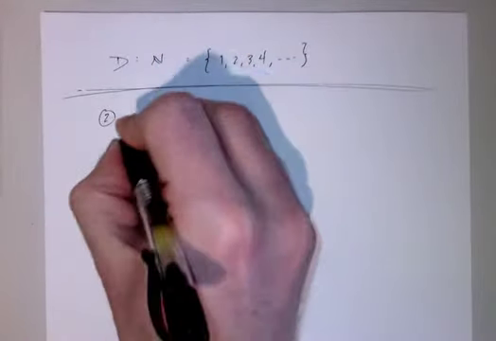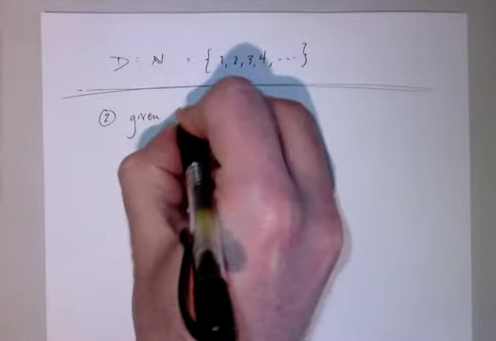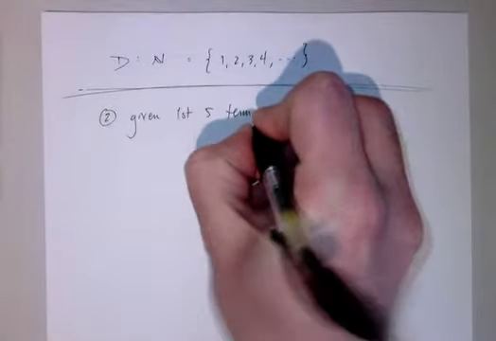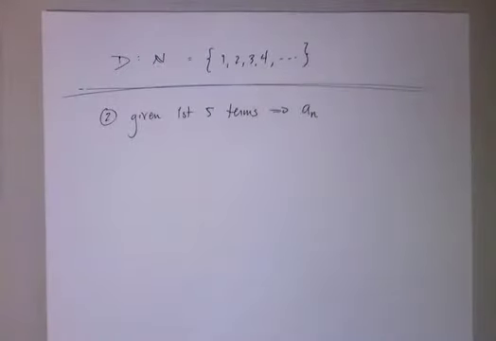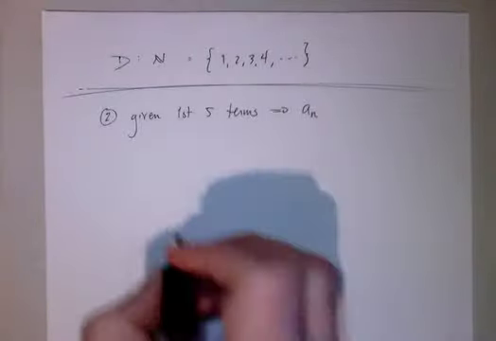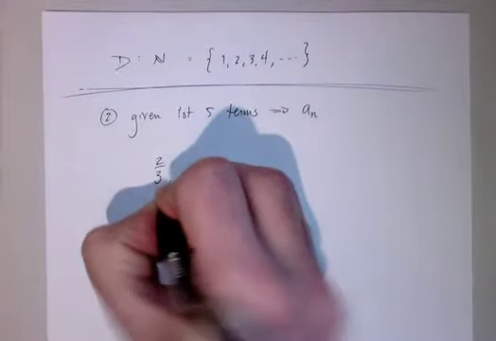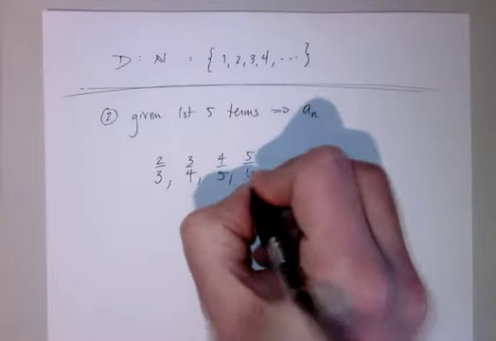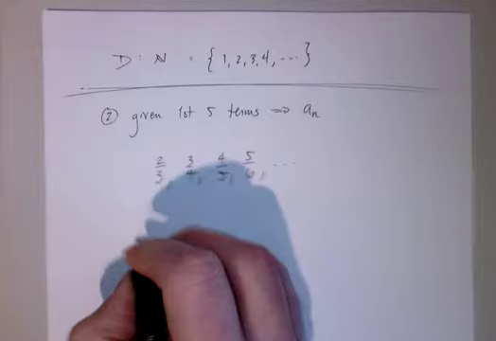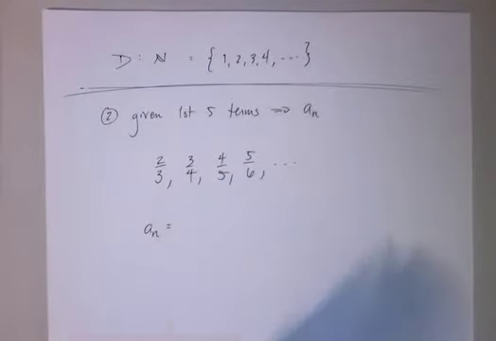We need to go the other way. Given the first 5 terms of a sequence, discern the pattern and give it to me as an a sub n. Now this is a little bit more difficult, but let's go ahead and do it. Let's say we have 2/3, 3/4, 4/5, 5/6. Now especially if it's rational, we need to break it apart and see if we can find a pattern to the numerator. If we can find a pattern to the numerator, that's going to help us.